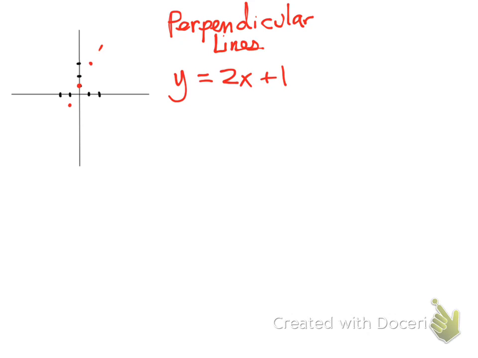I kind of just missed it. It's not exactly perfect. It's not exactly straight, but there's my line. I'm going up 2 over 1. Now, a perpendicular line is a line that would form a 90-degree angle with that line.